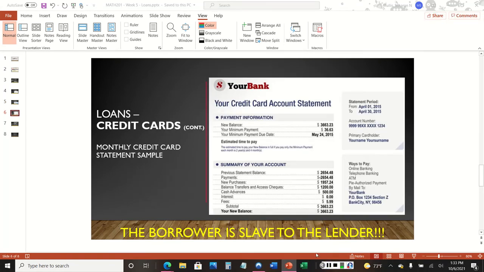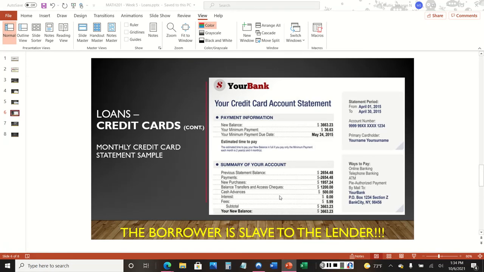So what we have here is a typical monthly credit card statement. Some things that are typically listed on the credit card statement are things like the balance at the beginning of the month, and the new balance, the balance at the end of the statement period. You have the transactions with the amount, so the new purchases, you see $1,957.24. You have the statement closing date. So here's the statement period, April 1st to 30th.